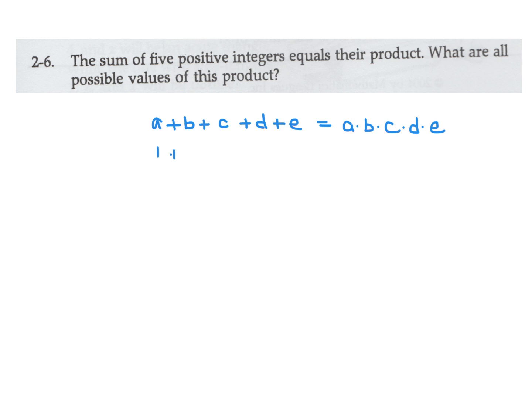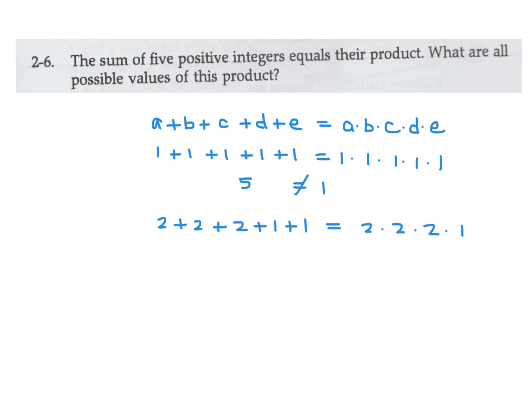How about if they're all 1s? Well, let's see if this works. This side will be 5, and this side will be 1. So that's obviously, that failed pretty quickly. And then you kind of just go from there. Let's say you have a combination of 2s and 1s. Like that. Let's see if this works. 2 times 2 times 2 times 1 times 1. Well, this side looks like 8, and this is 8. So there you go.